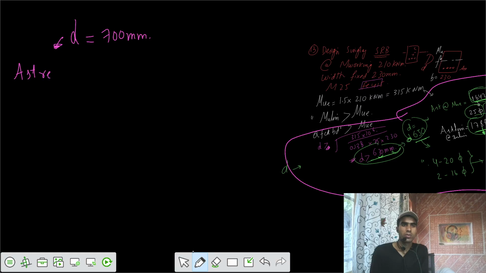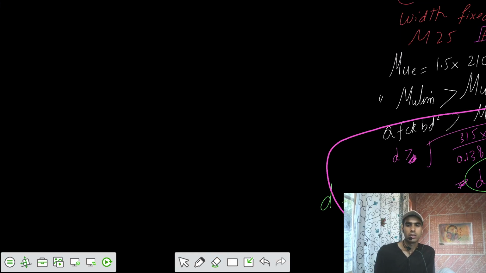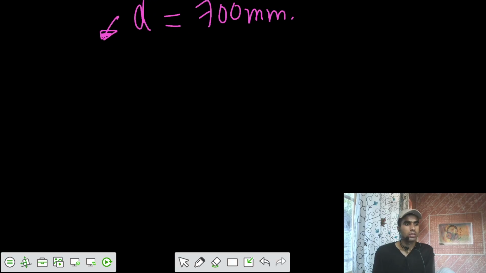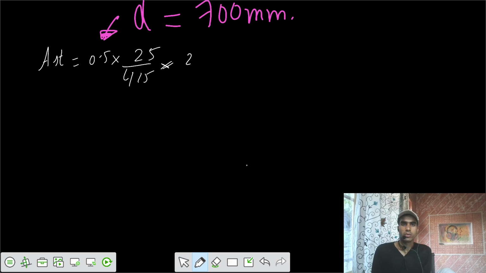I would say AST required is equal to 0.5 FCK by Fy. Corresponding to this value, I want to find the AST required. So AST required is equal to 0.5 FCK by Fy into BD. FCK was 25, B was given as 230, and you are using small d as 700.